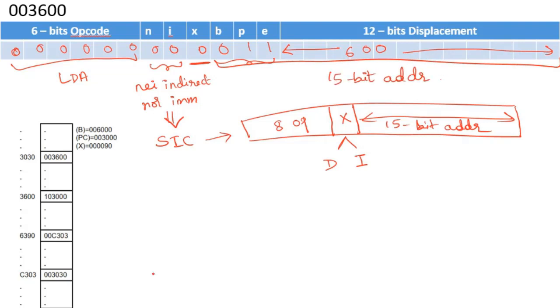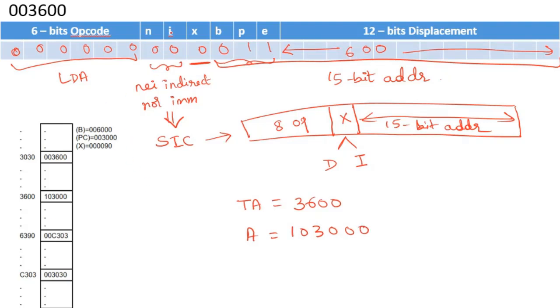15-bit address, right? What is the address we are having? This 12 bits is 600. And BPE is also part of the address. 011 followed by 600 is nothing but 3600. So what is the target address? It is 3600. So what is the instruction? LDA. That means we are loading the accumulator with the value present at the address 3600, which is nothing but 103 followed by 3 zeros. Right?